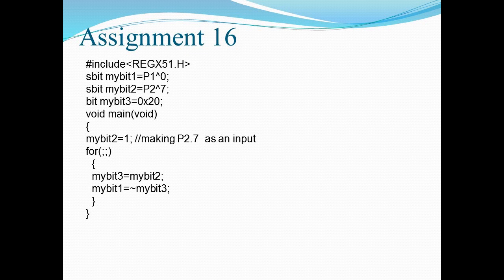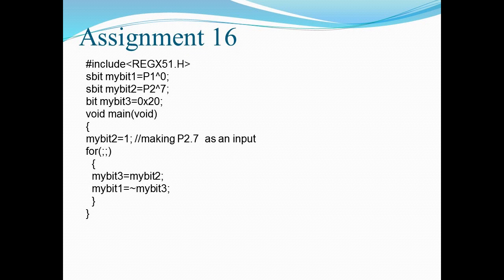Within the forever loop, what we are doing is my bit 3 equal to my bit 2. So we are just reading a switch, and we want to store that switch value, whether it is logic 1 or logic 0, within my bit 3. After that, in the next line, we are complementing that bit and passing it to my bit 1. So I will explain once again that my bit 2 is nothing but a switch. We are just reading a switch and passing that value to the internal memory area. Now in the next line, we are reading that bit, complementing it, and passing it to port number 1 and line number 0.